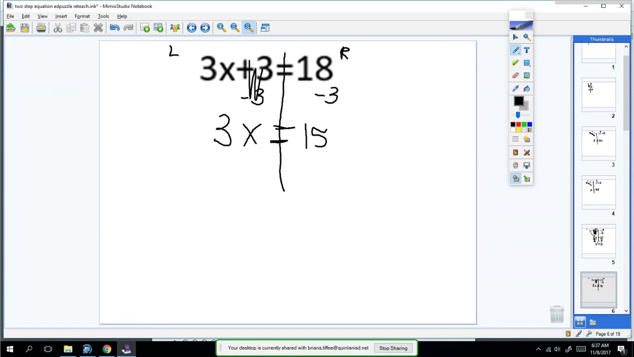Sorry guys, the pen's still messed up. So then you're going to divide by 3 to both sides. 3 goes into 15 5 times. And that's your answer.